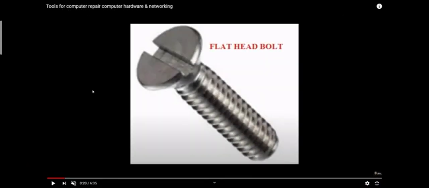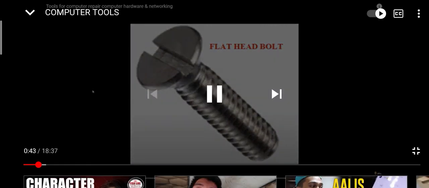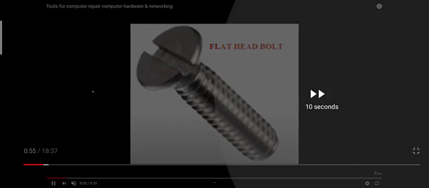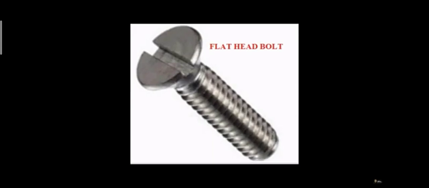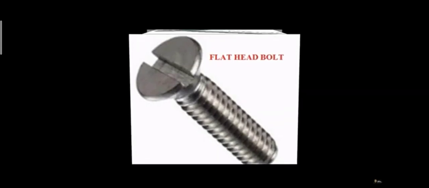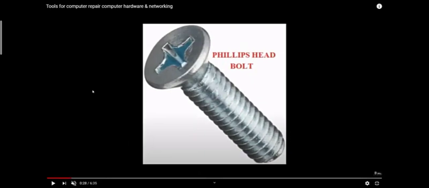Flathead bolt. A stud bolt is a type of machine screw that has a round or flat head and is threaded to the head. Phillips head bolt. A type of screw that has a slot in its top that looks like a cross.